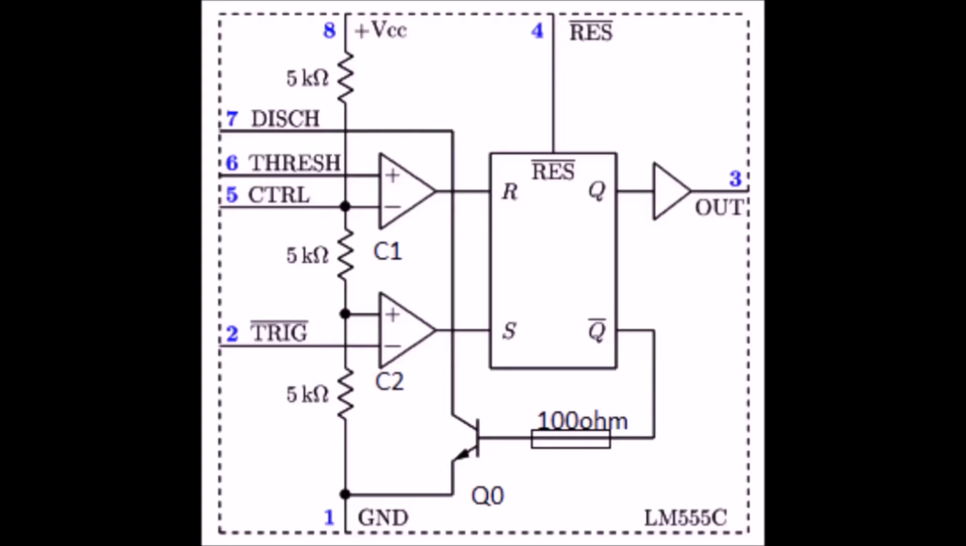Whenever the voltage of the trigger input drops below VTL, comparator 2 fires and sets the flip-flop, forcing Q high and Q bar low. With the low voltage at its base, Q0 is in the cutoff region.